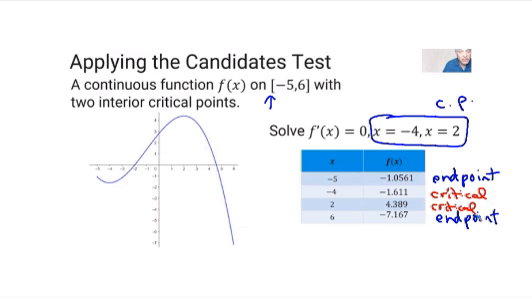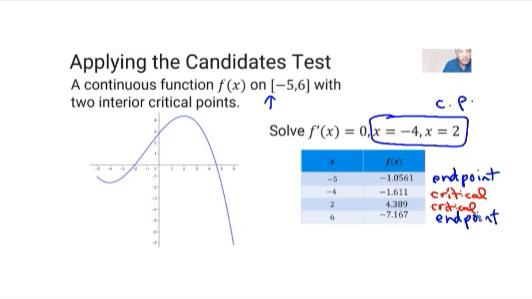So the process is the main thing we wanted to go over today. All right, we've already done some problems like this, but the candidates test is a specific technique that they will look for on extended response questions. They will look for evidence that you did the candidates test.